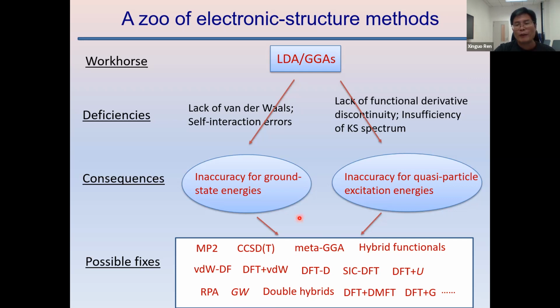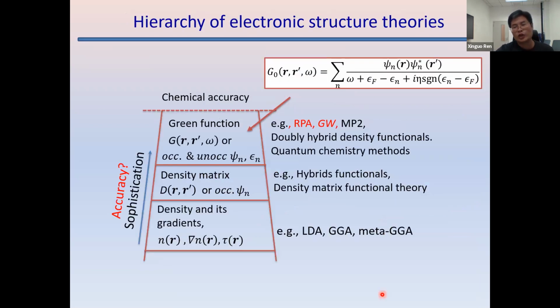So since we have so many different approaches, which are maybe best suited for different problems, if we want to group these different methods, I think it's a good idea to think about them in terms of this hierarchy here. And in this hierarchy, we can roughly classify these electronic structure methods into three major categories.